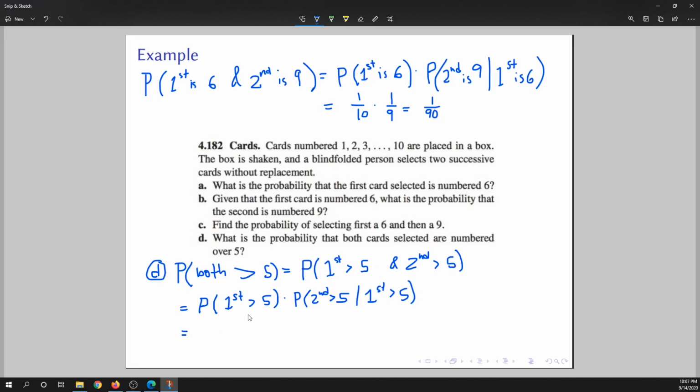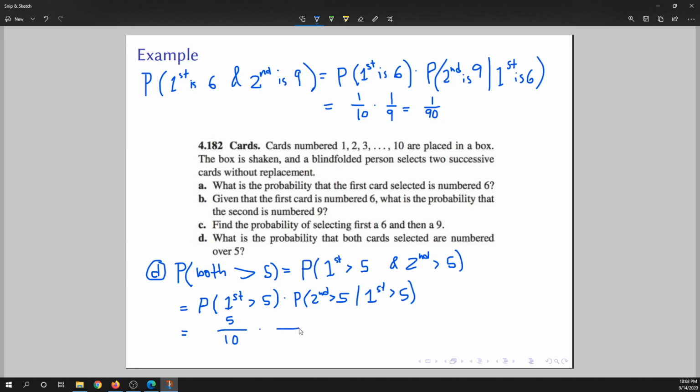First is the probability that the first card drawn is greater than 5. On the first draw, we have 10 cards in there, and the ones that are greater than 5, we have 5 of those: 6, 7, 8, 9, and 10. So there's 5 cards in the box with numbers bigger than 5, so 5 out of 10. Next, we're calculating the conditional probability. We want to know the probability that the second card is greater than 5, given that the first card has been drawn and is greater than 5.